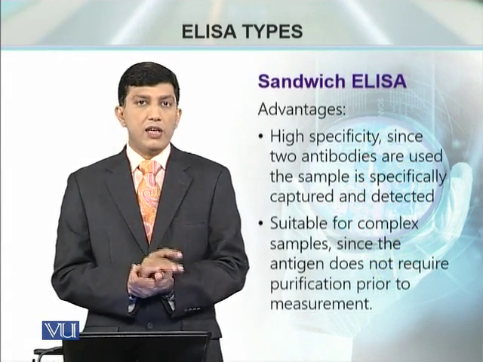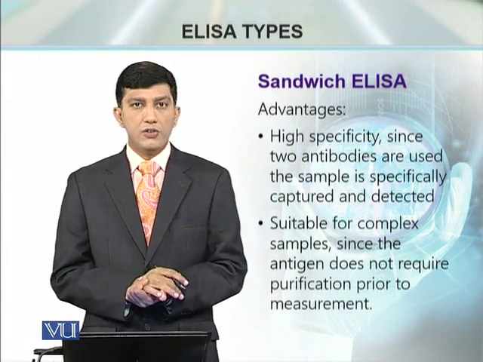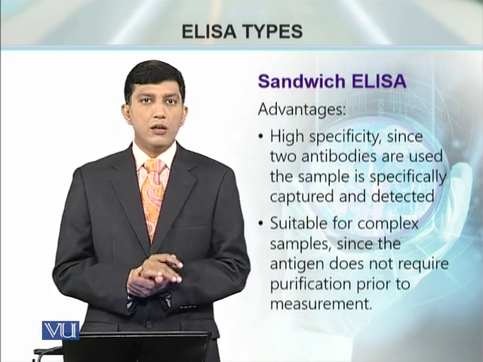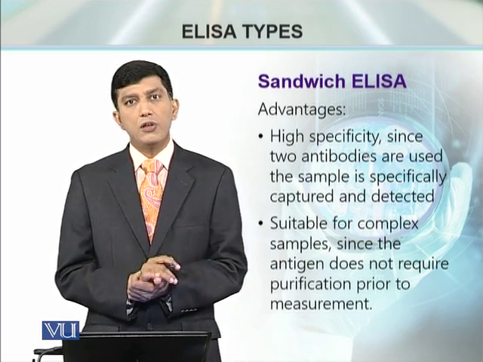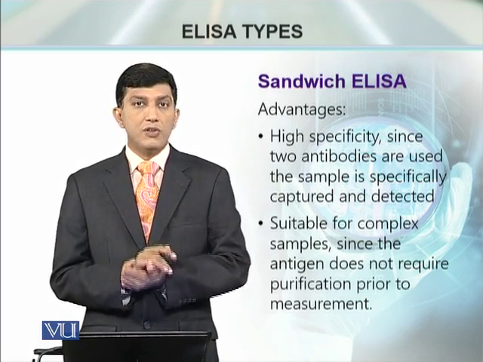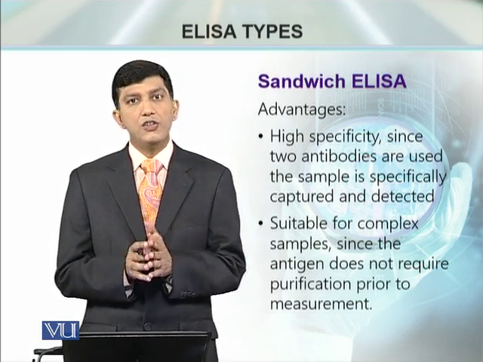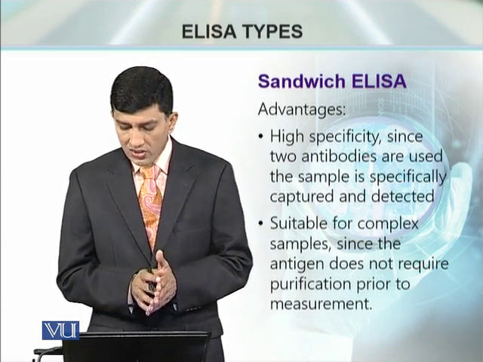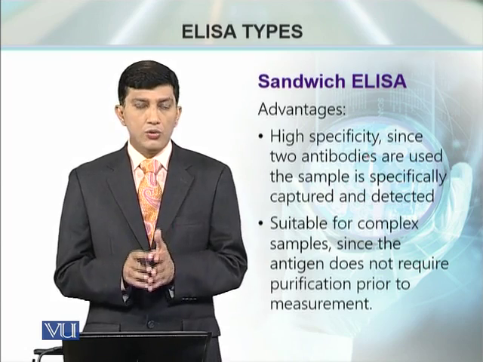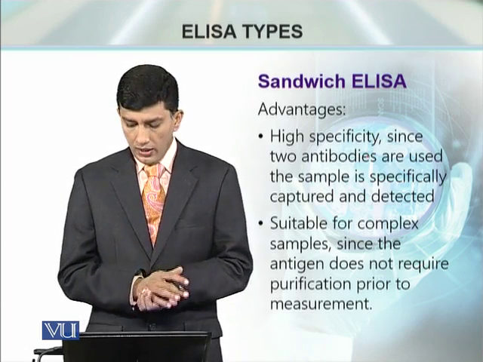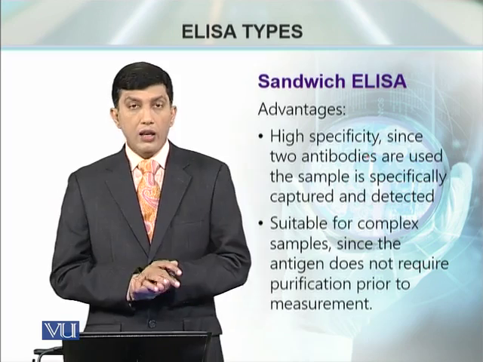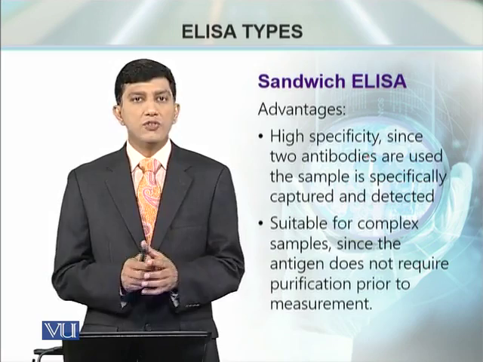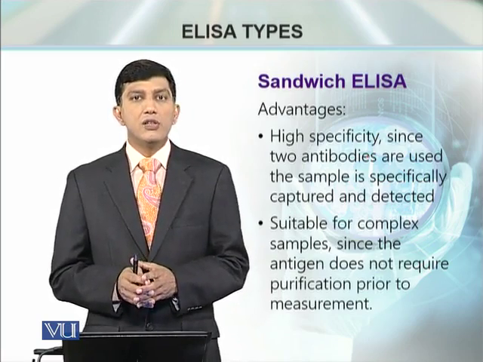This method of sandwich ELISA has further advantages. For the reason that we are using two antibodies in this particular method, the specificity is quite high. This is a highly specific ELISA, and we use this method for some complex samples to detect our required antigen. And for this method, the purification of the sample or the antigen is not required.